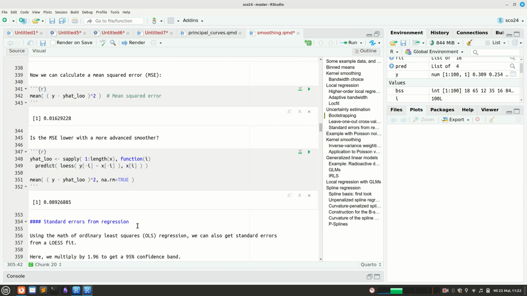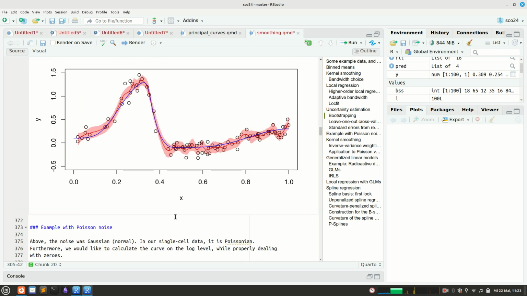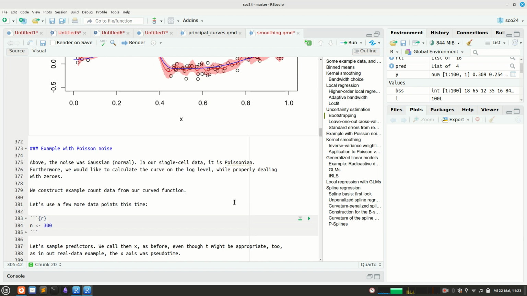So, what's the next thing we do? As I said, we assume here that our noise is Gaussian. It's normally distributed. What we need is... but in our single cell data, we have Poisson data.